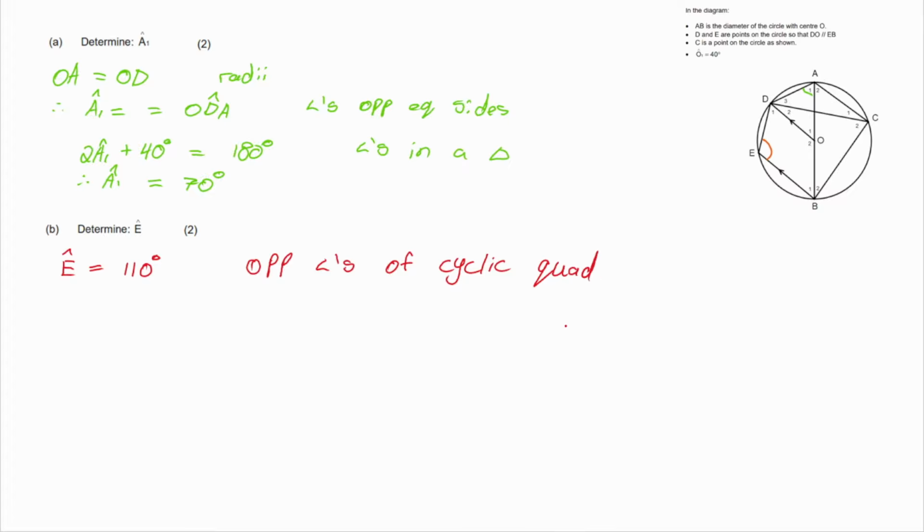Opposite angles of cyclic quad. Okay, easy as that. There are other alternatives that you could have done to find E, but I'm going to stick with this one. This one was the easiest, okay, for 2 marks. You can have a look at the memo if you would like to look at some of the other interpretations, but this one was the easiest.